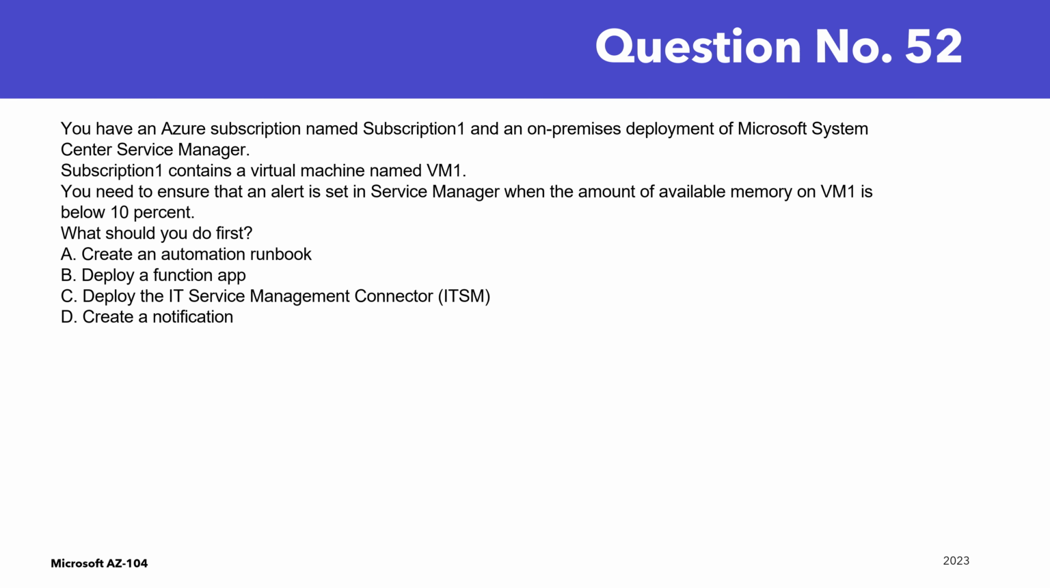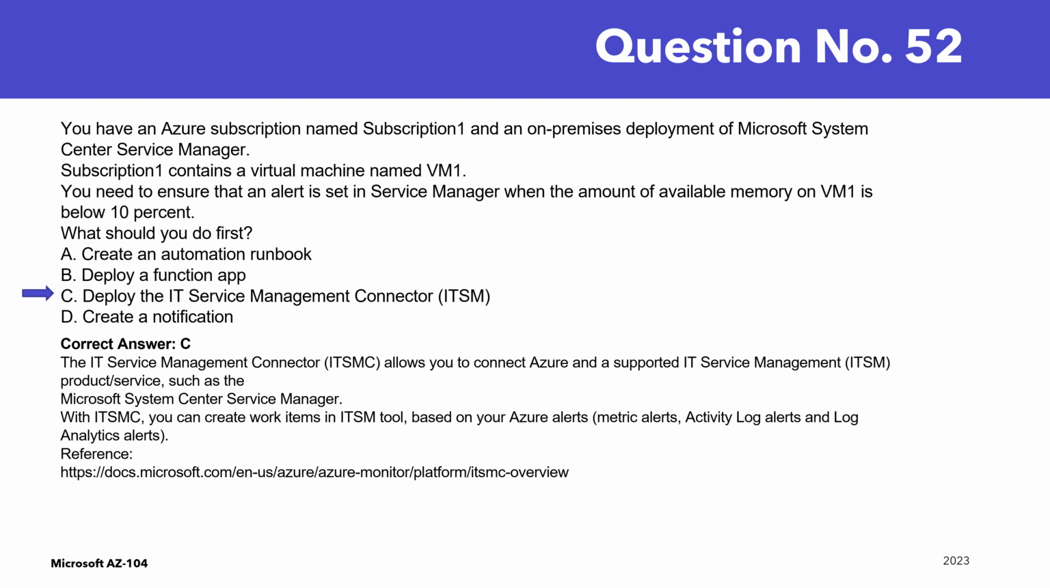You have an Azure subscription named Subscription 1 and an on-premises deployment of Microsoft System Center Service Manager. Subscription 1 contains a virtual machine named VM1. You need to ensure that an alert is set in Service Manager when the amount of available memory on VM1 is below 10%. What should you do first? A. Create an automation runbook. B. Deploy a function app. C. Deploy the IT Service Management Connector, ITSM. D. Create a notification.